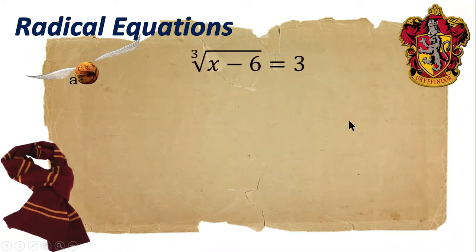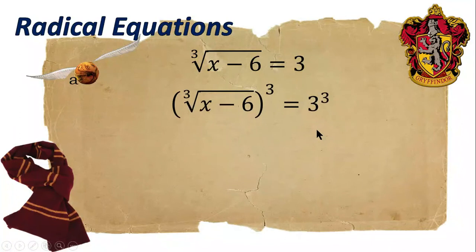The cube root of x minus 6 equals 3. What is our index? It's 3, right? So we need to power them up by 3. Okay? So the cube root of x minus 6 raised to 3 equals 3 raised to 3. And then cube root of something and then raised to 3 will be our radicand. So x minus 6. And then 3 cubed, or 3 times 3 times 3, will become 27. Okay? So we need to find the value of this x.